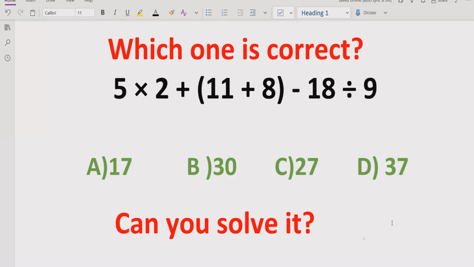We have four answers here. A is 17, B is 30, C is 27, and D is 37. So now we have to find which answer is correct.